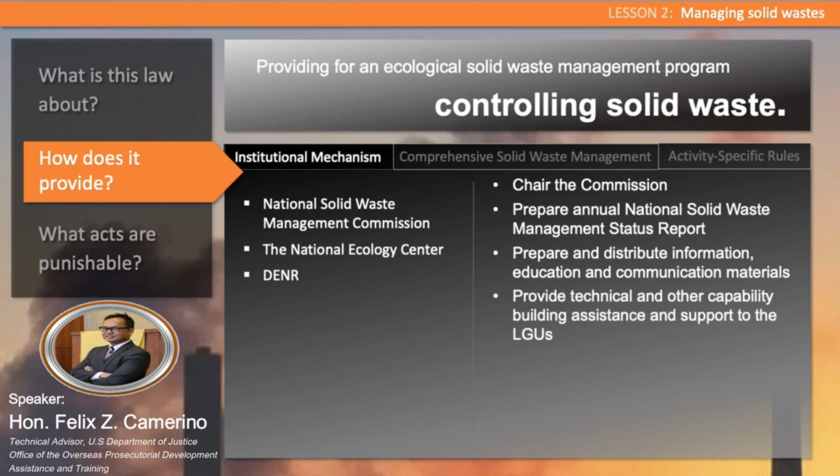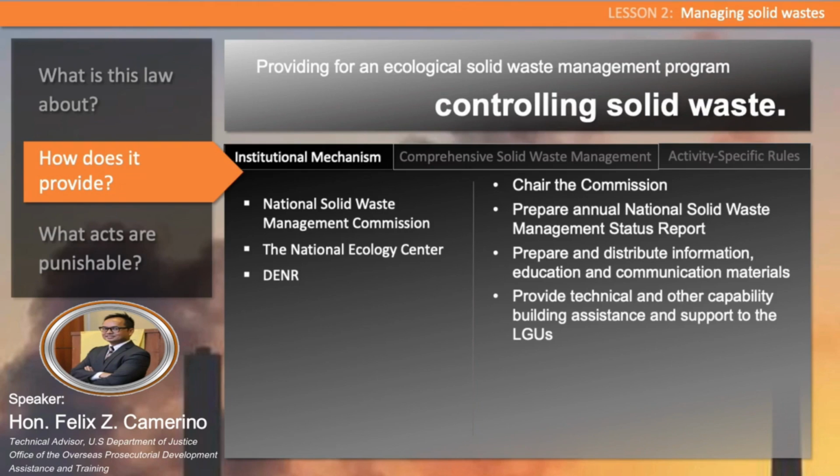In addition to what's provided by the Commission, the DENR can also provide, and probably actually does provide, technical and other capability building assistance. This would not necessarily be one and the same as that provided under the Commission. These are things that they do under their mandate as a government agency, not under the Commission. They do have a mandate to provide this service. And the target audience for this service are the local government units.